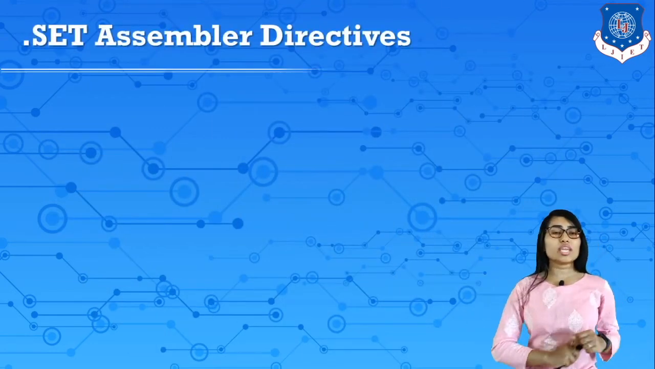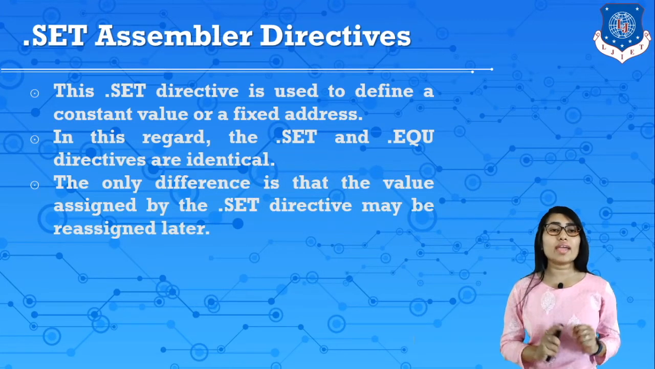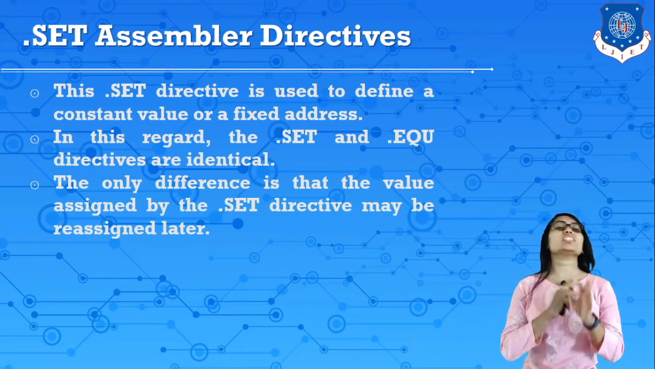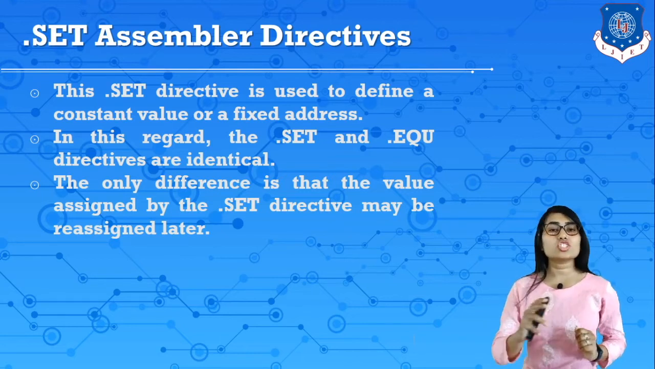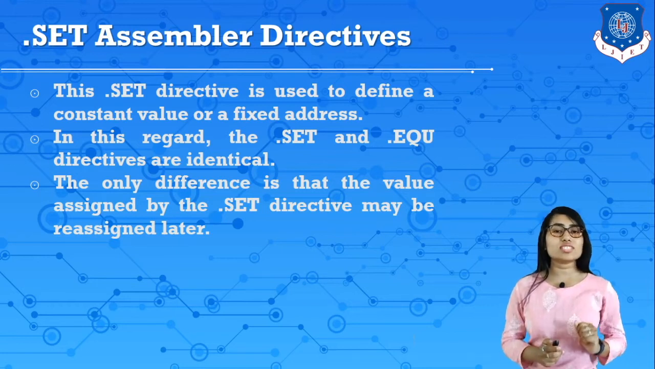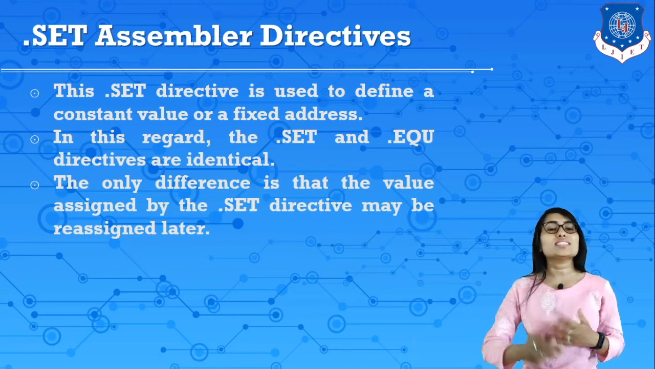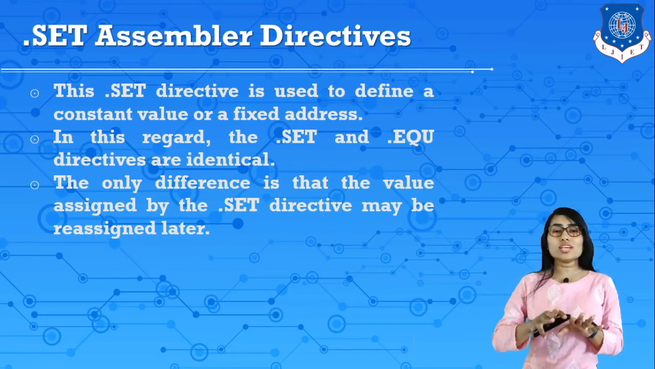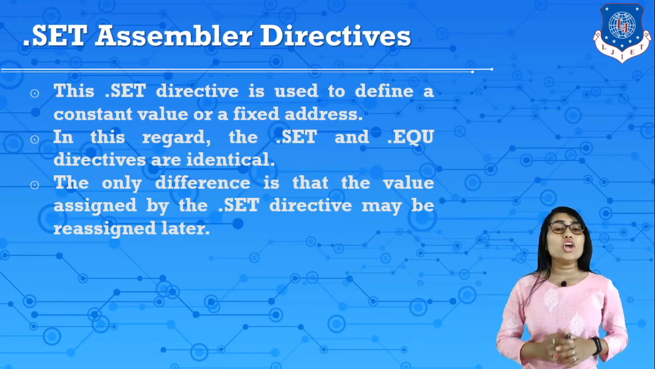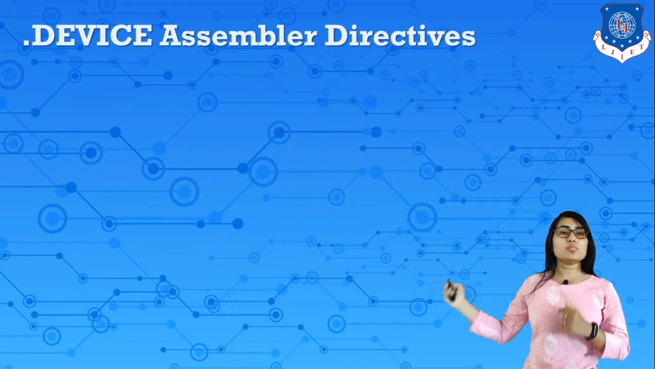Now next we have the .set assembler directive. This .set assembler directive is used to define a constant value or a fixed address. In this regard, the .set and .equ directives are identical. The only difference is that the value assigned by the .set directive may be reassigned later. So we can reassign values with the .set directive. So this is the .set assembler directive.